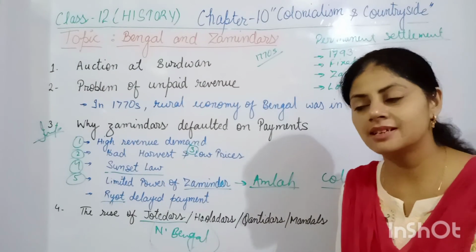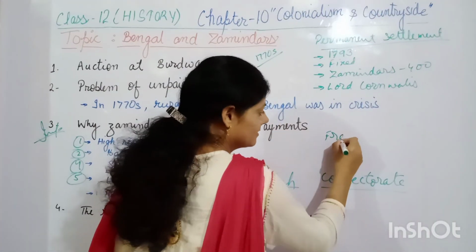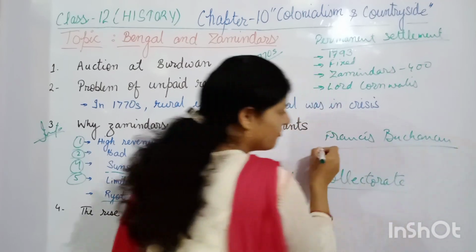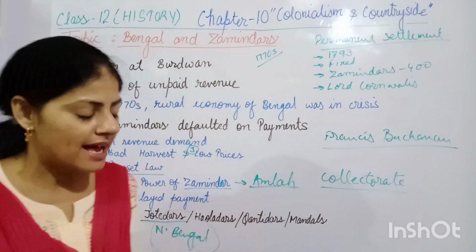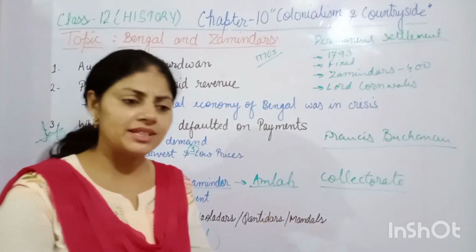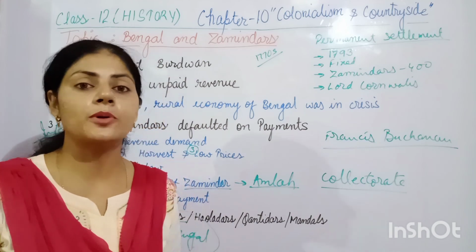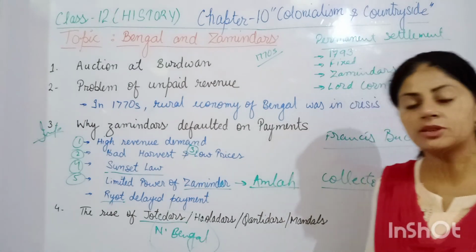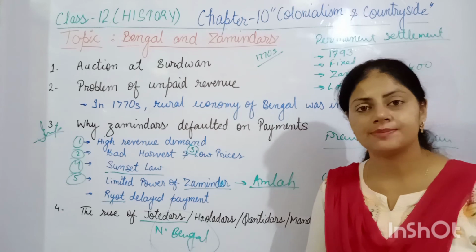Regarding them, the matter is explained by an Englishman named Francis Buchanan. Who is this Francis Buchanan? He was a physician who came to India as a physician of Lord Wellesley. Later on, when he lived here, he also did many surveys and wrote his account. So from his account, we know so much about the countryside and the condition of the zamindars and the Jotedars. So thank you all.